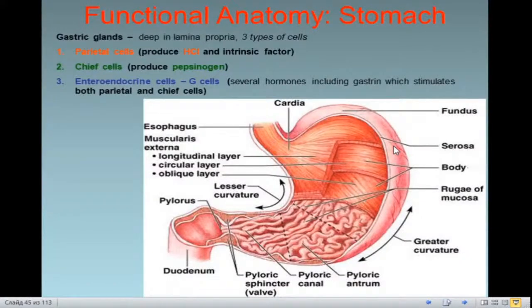The mucosal layer has many gastric glands, and there are three types of these cells. The parietal cells produce hydrochloric acid and intrinsic factor, which is called Castle factor, preventing a specific type of anemia. Then chief cells, which produce pepsinogen, and endocrine cells or G cells. They produce several hormones like gastrin, which stimulates parietal and chief cells.